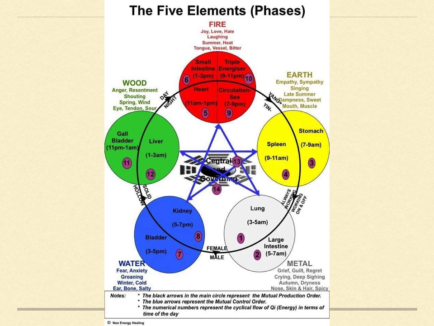The elements are really just words to describe classifications, categories. So we shouldn't get too hung up on the word of the element itself, but rather on the associations that traditional medicine practitioners had already seen back then. So for example, in the element fire, we will put the heart and the small intestine. The element of fire is associated with joy, love, and laughing.